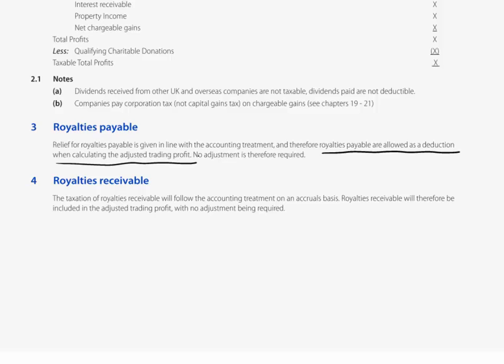It's a separate source of income. But what we will do, and certainly will do at this level in terms of F6, is tax royalties receivable again following the accounting treatment. So we look at royalties receivable in the same way as a moment ago we looked at royalties payable. We work on the accruals basis. Royalties receivable will be included within the adjusted trading profit. Again, no adjustment is required if we've already credited the royalties receivable in deriving the accounting profit, which you would expect to have happened.